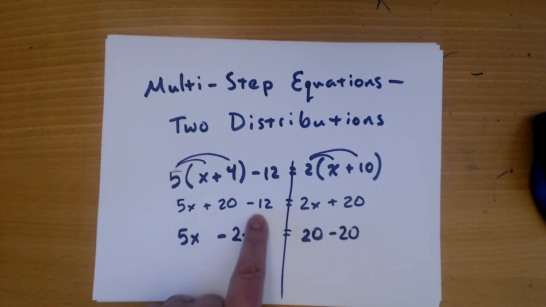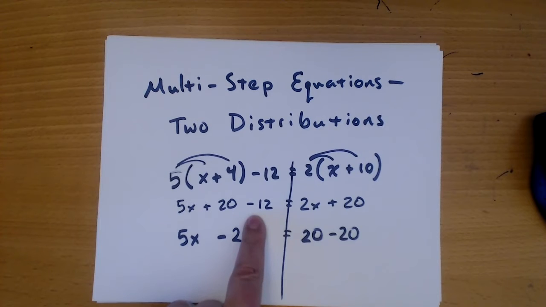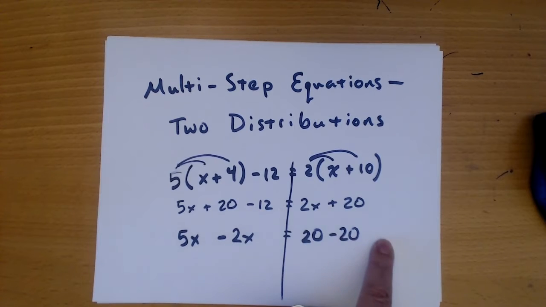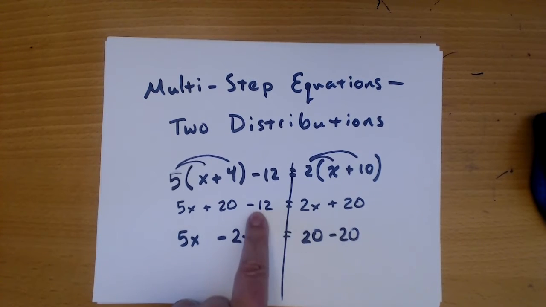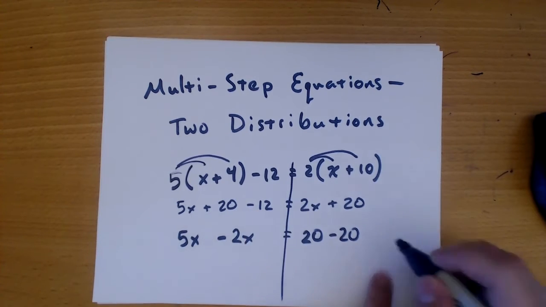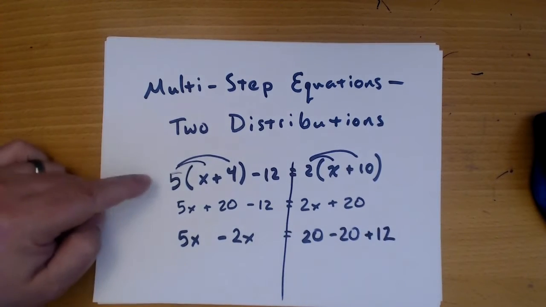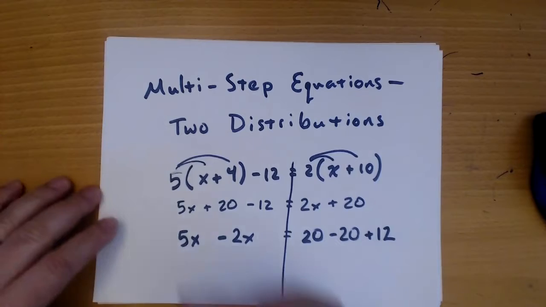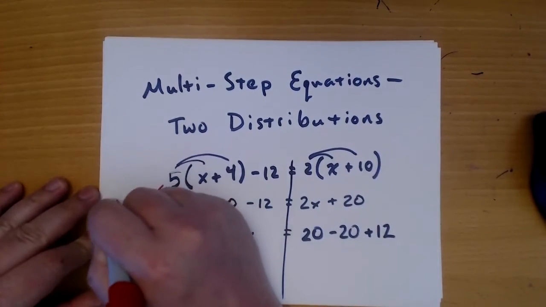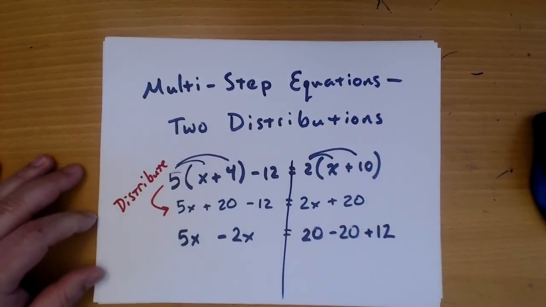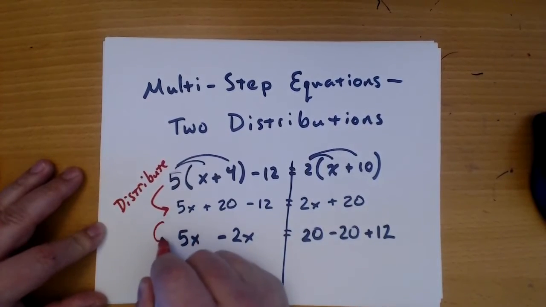And this negative 12 is not in the right place either. So we're going to take him and move him over. He's negative right now. And when he comes over, he changes. So from negative 12, he's going to become positive 12. So on our first step, we distribute. On our second step, we move.